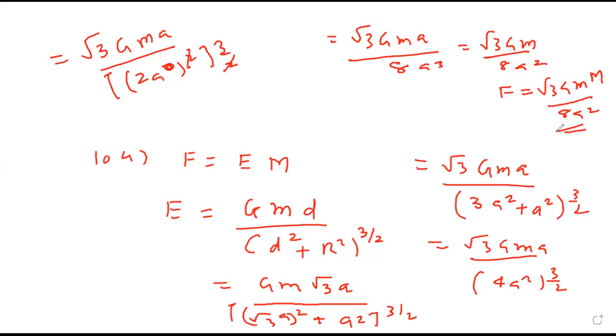Check whether we have this option. Root 3 G m M upon 8a square. Option D, correct? Option D, okay? Yes, sir. So difficult if I don't know the formula.